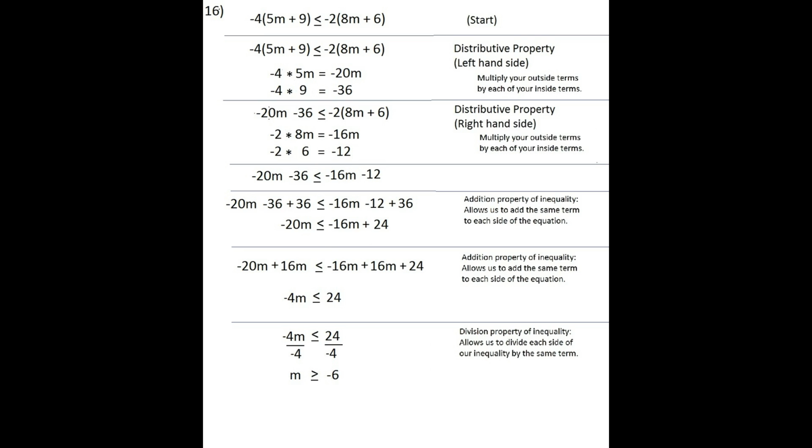Last step, divide both sides by negative 4. And since we're dividing by negative 4, we're going to have to reverse that sign. M is greater than or equal to negative 6. That's a closed dot on negative 6. Graph all the way over to the right. All right, so that is number 16. We finished with that problem.